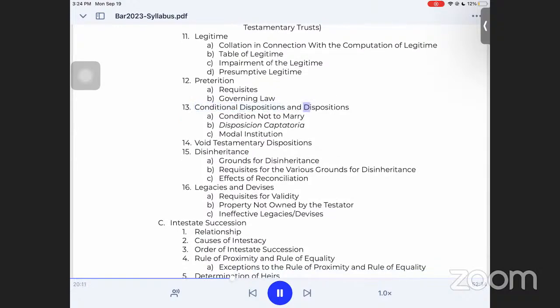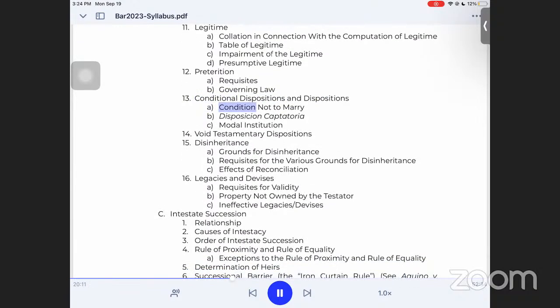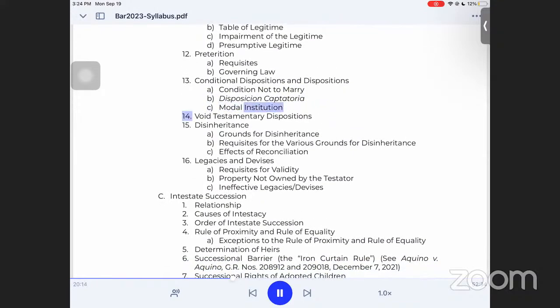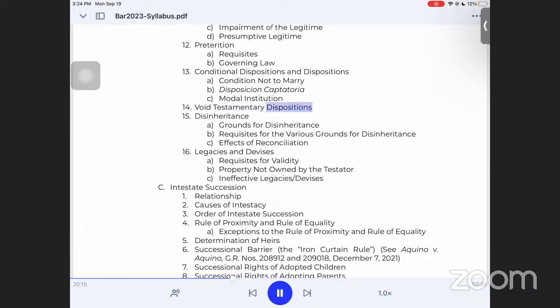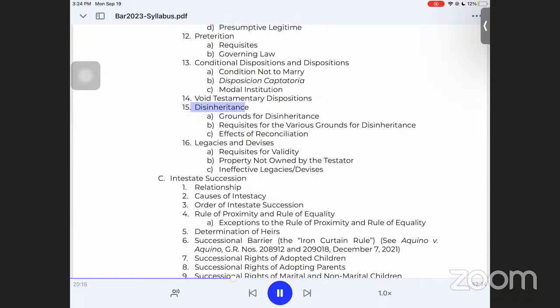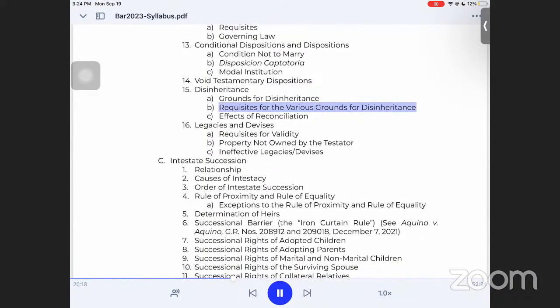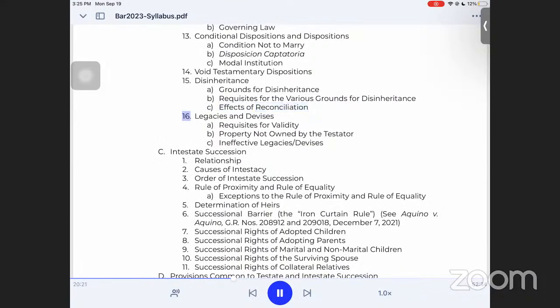13. Conditional dispositions and dispositions. A. Condition not to marry. B. Disposición captatoria. C. Modal institution. 14. Void testamentary dispositions. 15. Disinheritance. A. Grounds for disinheritance. B. Requisites for the various grounds. C. Effects of reconciliation.